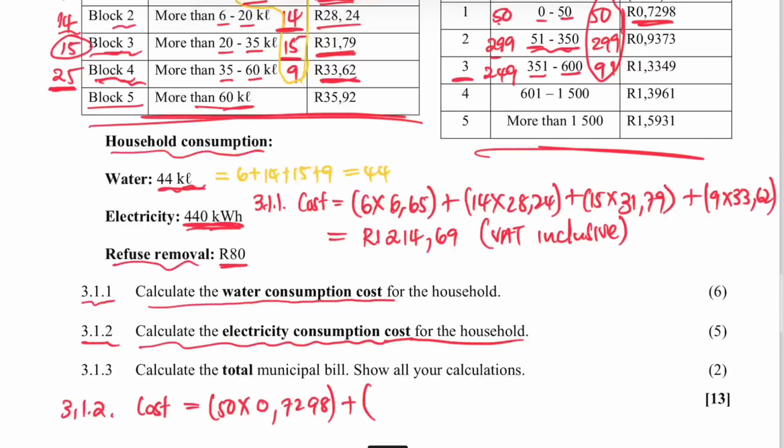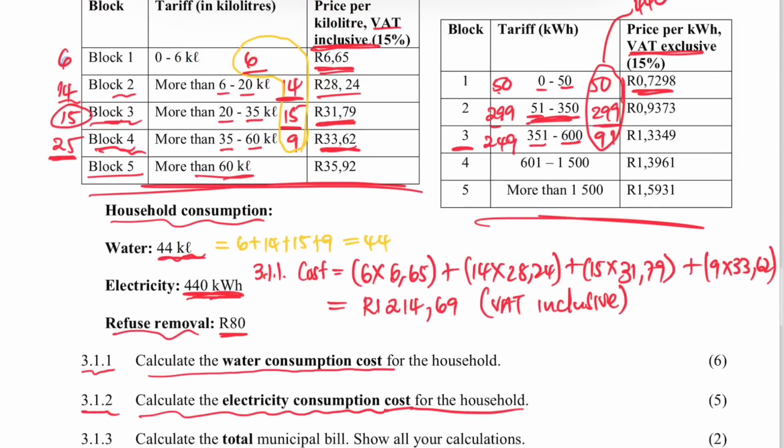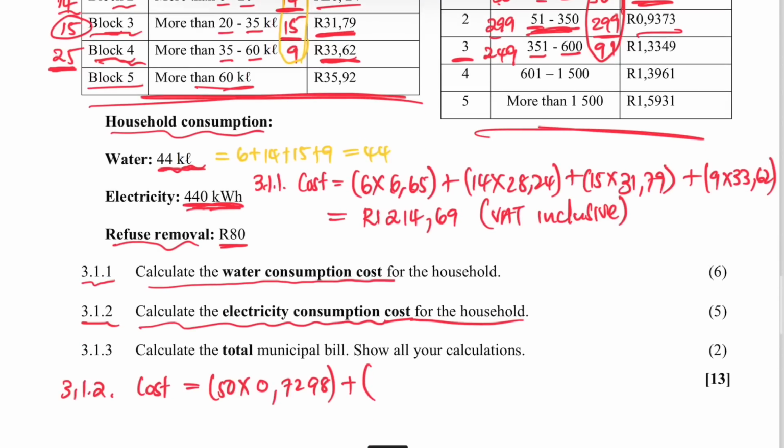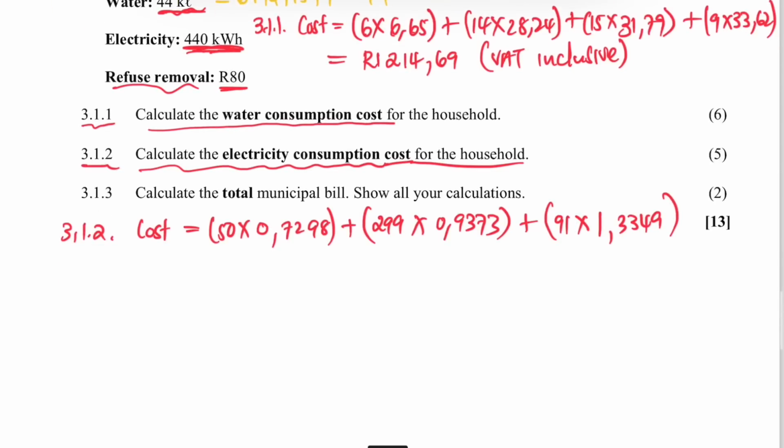And then we go to the second block. It's 299. We multiply by 0.9373. Plus the third block, we have 91 there. We take the 91, we times by 1.3349. If you punch that in the calculator, your answer there will be 438 rand 22 cents. Remember, this price does not have VAT.